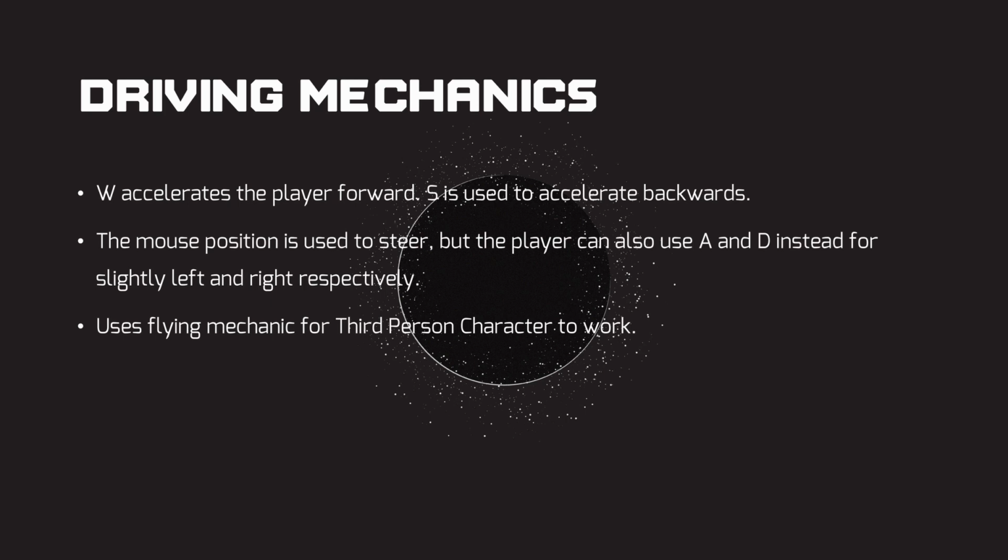Anyway, W accelerates the player forward, and S turns the speeder around and accelerates it backwards, aka towards the camera, instead of away from it like W does. And the position of the mouse on the screen is also used to steer. But if you want to make a small turn without changing the camera angle, you can press A to go left and D to go right, respectively. And it uses, like I said before, the flying mechanic for the third-person character to work.